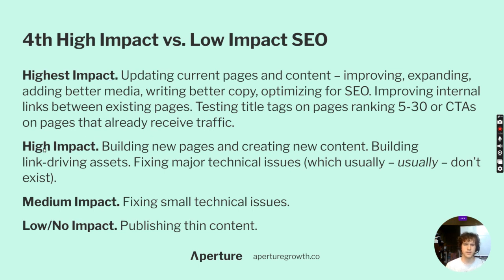High impact is the next most important type of SEO work. It involves more work, but it also gives high returns. So building new high quality pages and creating new content is high impact. Building assets, usually blog posts that drive backlinks, is high impact, as is fixing major technical issues. Most websites don't have huge technical issues. A few do. If you fix them, you'll see a big return.